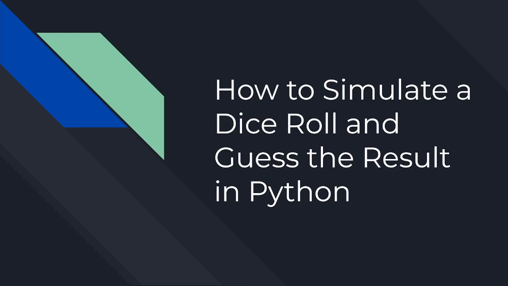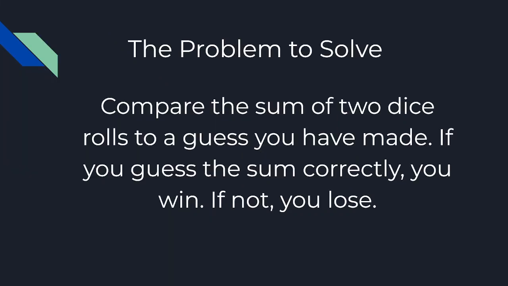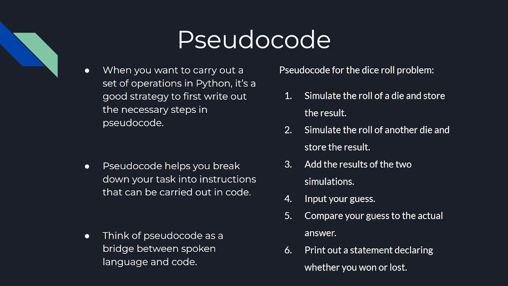In this video, we will be discussing how to simulate a dice roll and guess the result in Python. Let's start out with a problem to solve. Compare the sum of two dice rolls to a guess you have made. If you guess the sum correctly, you win. If not, you lose.